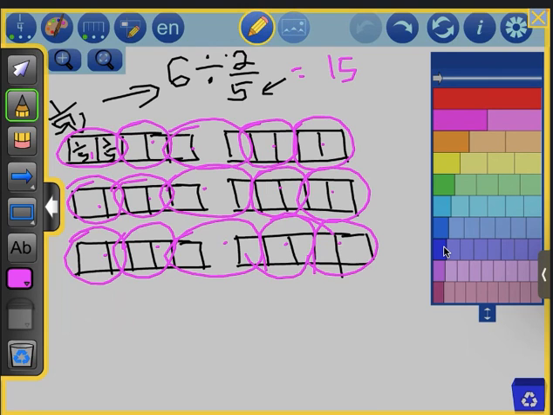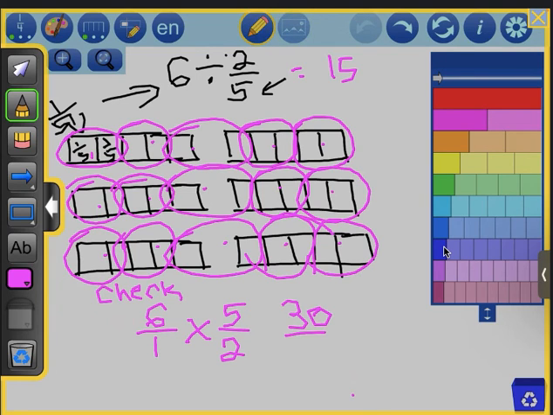And let's see if that's correct. 6 over 1, right? I'm checking using the algorithm. Keep, change, flip. And we have 30 divided by 2, which equals 15.